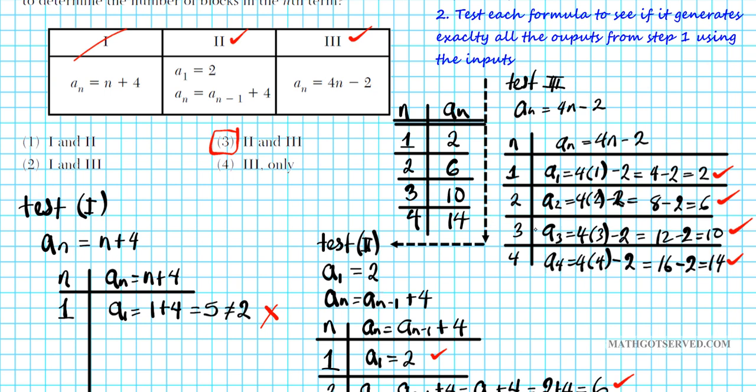All right, the reason I went over this is that on the next Regents exam, it could look different. So I want to make sure that you know how to test every single formulation. All right.